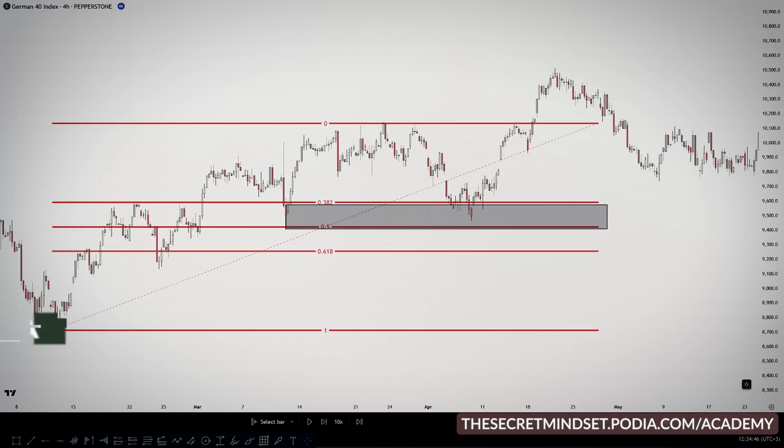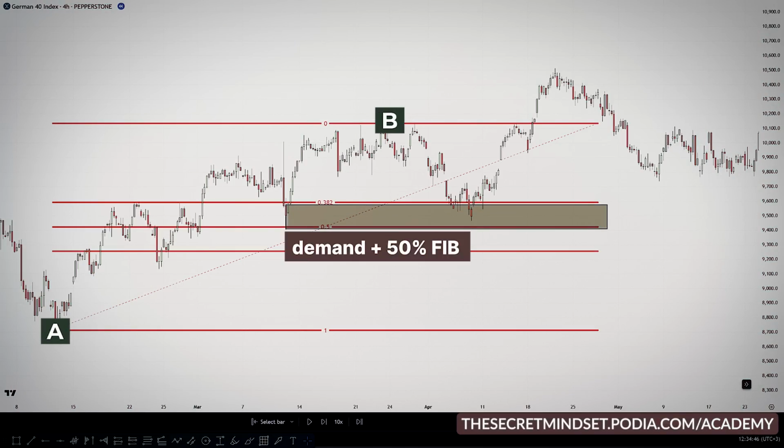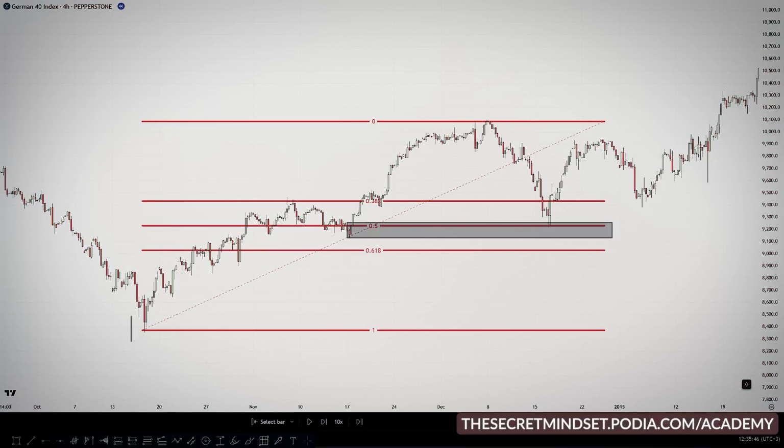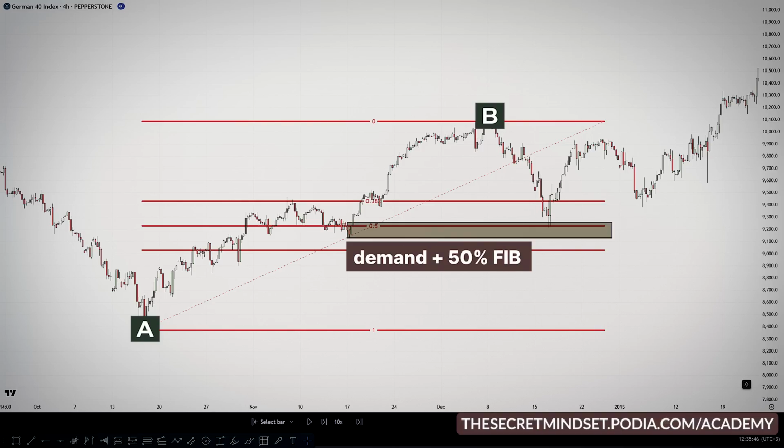Let's talk about demand areas first. These are places where lots of people want to buy. When the price gets near a demand area and it's also close to a Fibonacci level, it's extra special. This tells us that the price might start going up soon. Think about it like this. You're looking at an uptrend. Then the price is going down. But then you notice it's getting close to a demand area. The price is also near a key Fibonacci level. You may want to monitor this area closely.